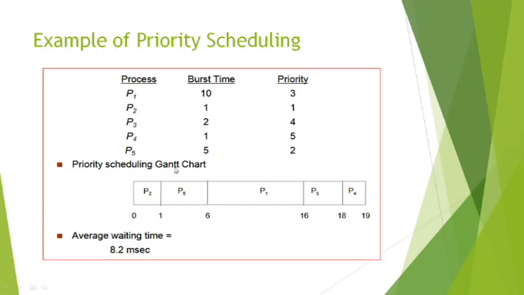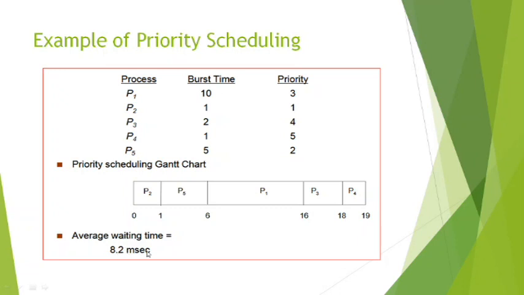According to the priority scheduling Gantt chart, you can see the P2 process has the highest priority and lowest burst time. P5 is next, 1 to 6, P1 is 6 to 16, P3 is 16 to 18, P4 is 18 to 19. So the average waiting time is the addition of all these waiting times divided by 5, and the answer is 8.2 milliseconds.